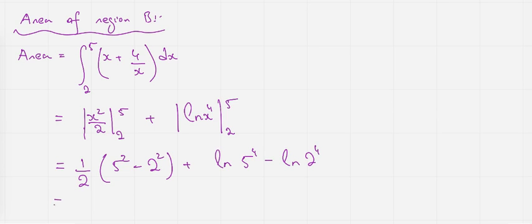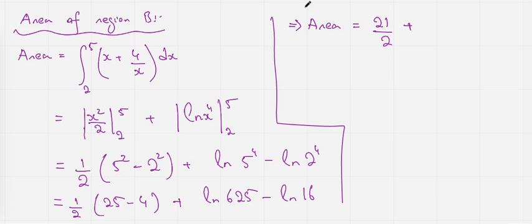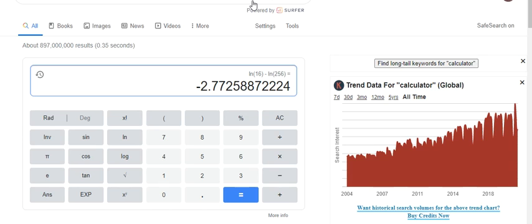Okay, so it's going to be half times 25 minus 4 plus ln of 5 power 4, which is 625, minus ln of 2 power 4, which is 16. Okay, so we just do the remaining steps over here. So here area is equal to 21 by 2 plus ln of 625 minus ln of 16, which can be calculated here. So ln of 625, sorry for that, minus ln of 16.